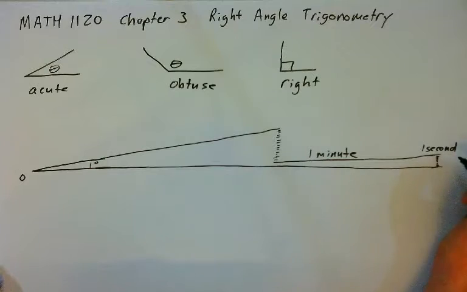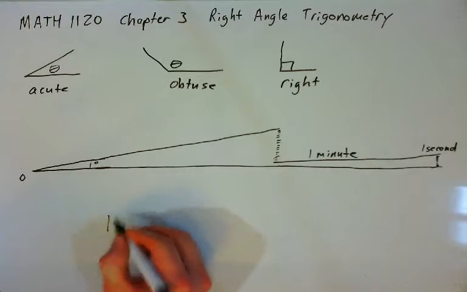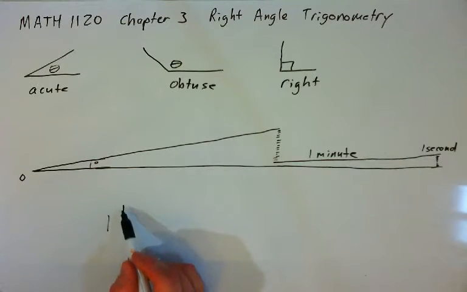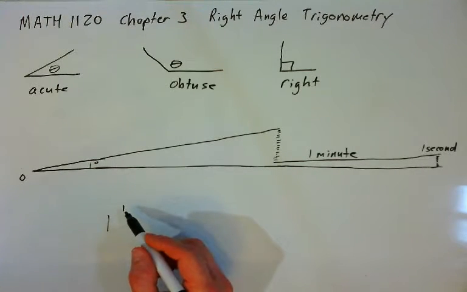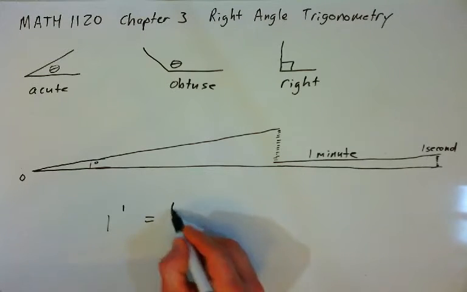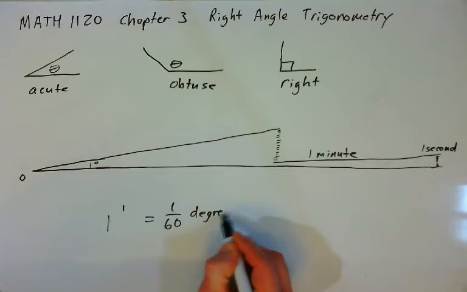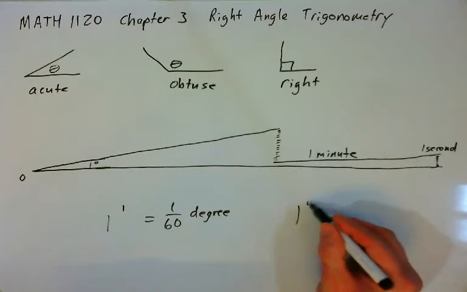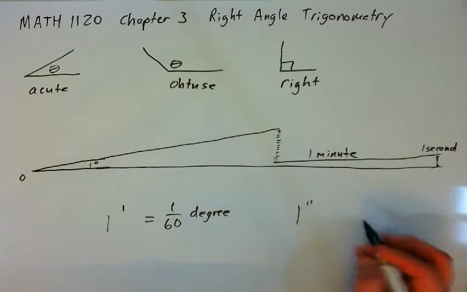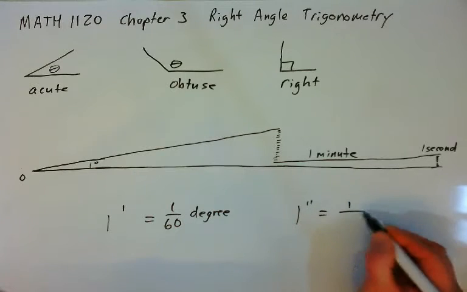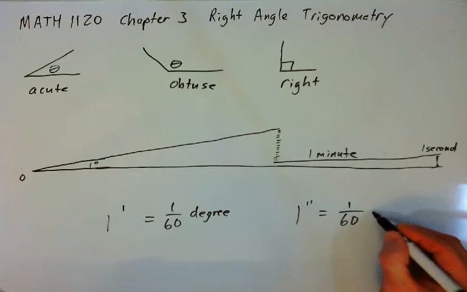Okay, and so this is not to be confused with the units of time, minutes and seconds, but these are fractions of degree measures. And so 1 minute, and we use the apostrophe to represent minutes, 1 minute is equal to 1/60th of a degree. And 1 second, we use a quotation mark to represent seconds. 1 second is equal to 1/60th of a minute.